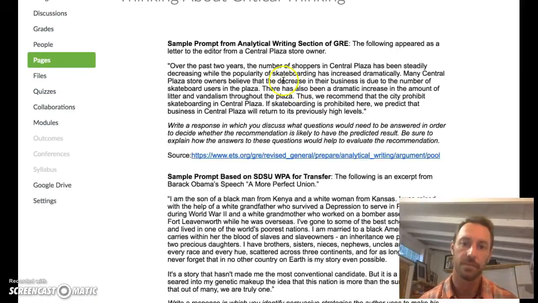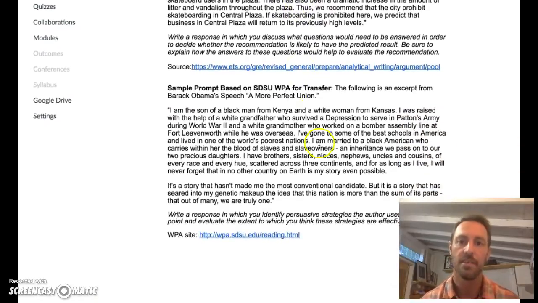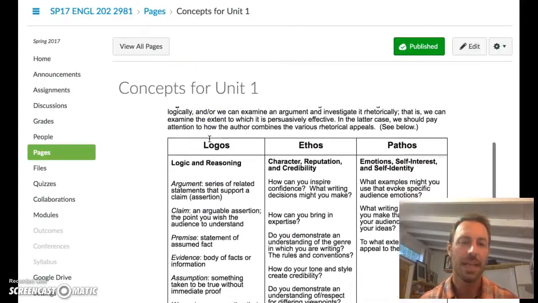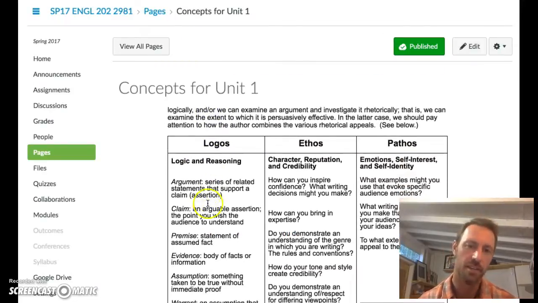That sort of thinking is different than the sort of thinking that's being asked for in this second example. Let's take a look at just this first sentence. I am the son of a black man from Kenya and a white woman from Kansas. This excerpt is from Obama's speech on race. Well, this first sentence here is a fact, and yet we're not really being asked to look at the logic of this piece.